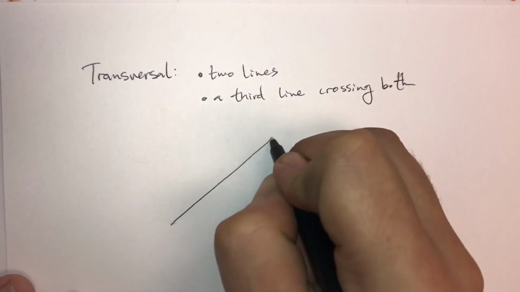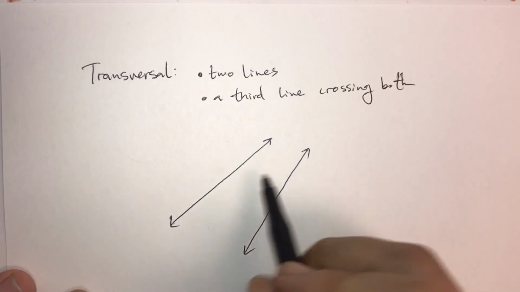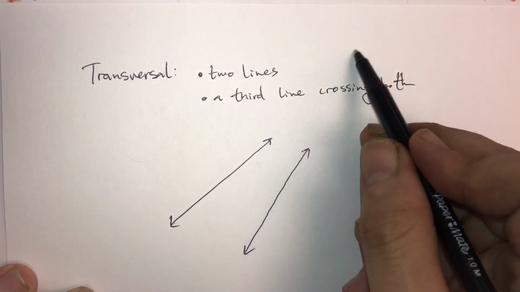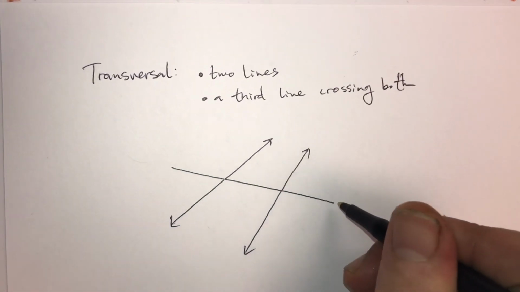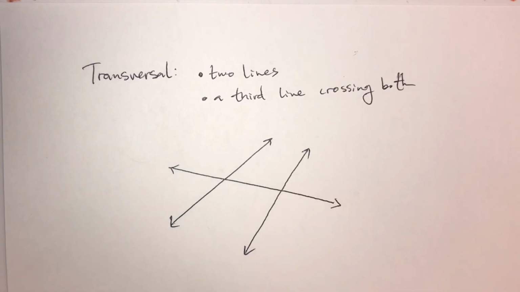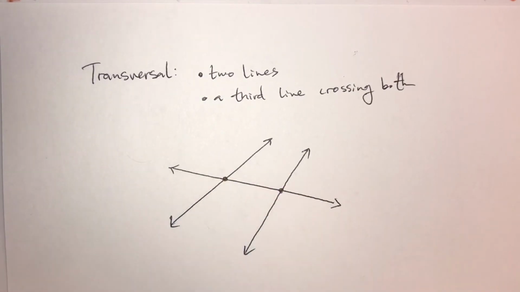So here's an example of a transversal. So here's two lines. These are not parallel lines, so they intersect somewhere over here. We're not interested in that part because that's not where the transversal is. The transversal is right there. Okay, this is a transversal. There's two intersections, one with each line.